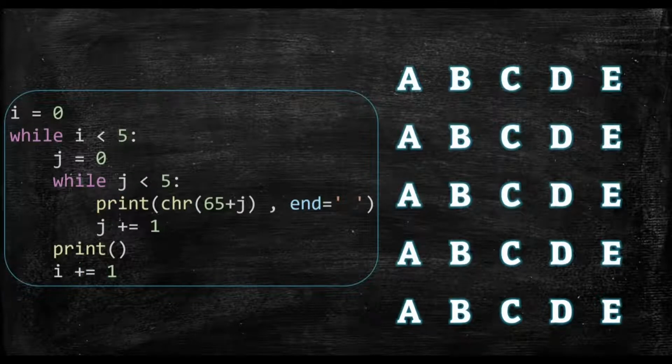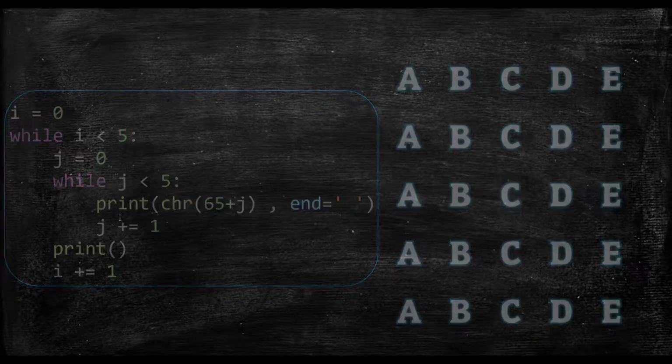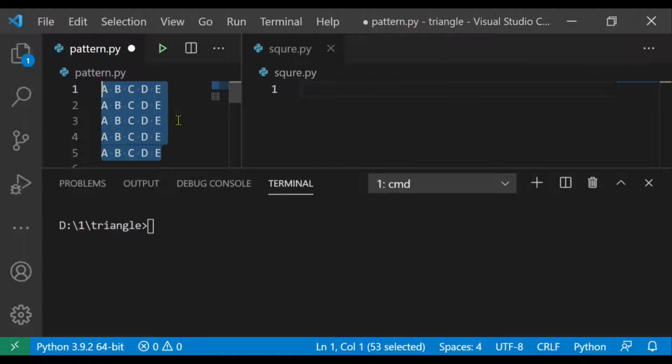In this video tutorial, we will see how to print alphabet square pattern. Let's move to Visual Studio Code and execute this pattern. Here in this pattern, every line contains 5 alphabet characters along with single space character. So let's type code to print this pattern.